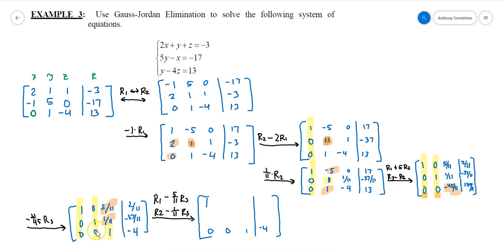0 minus 5/11ths of row 3, 0 minus 5/11ths of 0, is still going to be 0. 5/11ths minus 5/11ths times 1 is going to give me the 0 here, which is what I wanted. 2/11ths minus 5/11ths times -4 ends up giving me a positive 2.